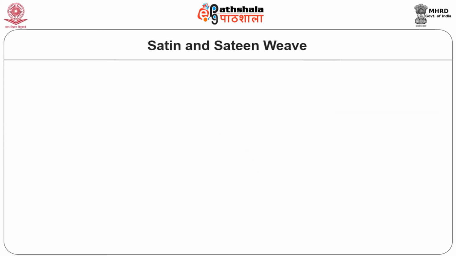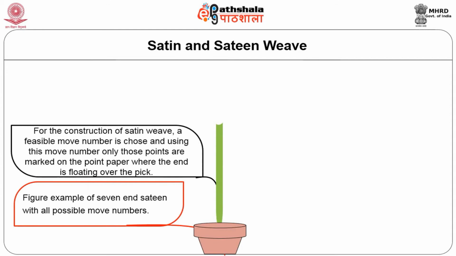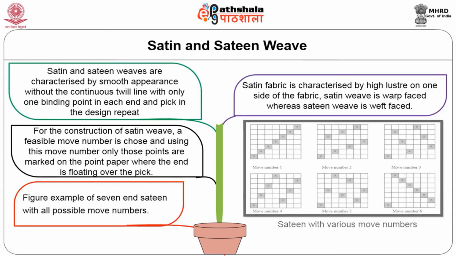So the third of the basic weaves is the satin weave, which is characterized by a smooth appearance without the continuous twill line, with only one binding point in each end and pick in the design repeat. Satin fabric is characterized by high luster on one side of the fabric. Satin weave is warp faced, whereas sateen weave is weft faced.